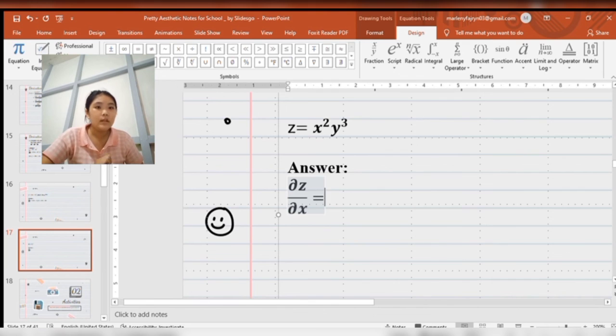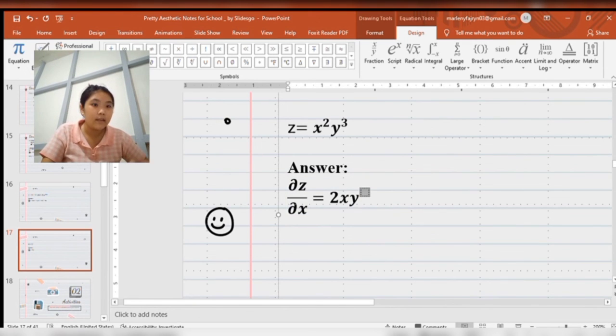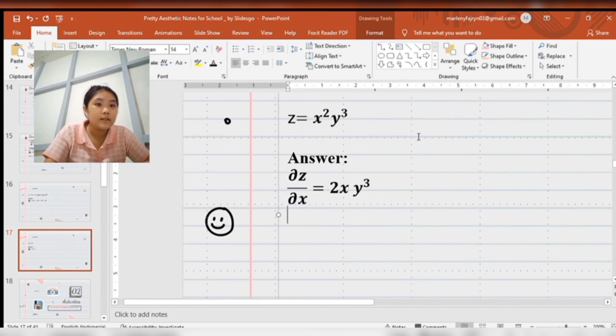Okay, so first the power of x is 2, so we write 2x, and then the power of 2 is reduced by 1, so 2 minus 1 is 1. We don't have to write it, so the y will be constant. Okay, done with the first derivative of x.